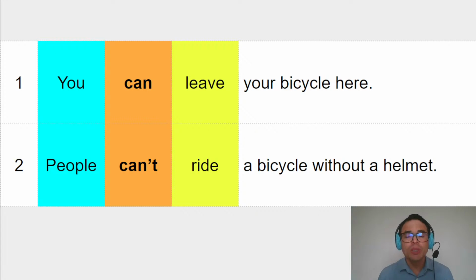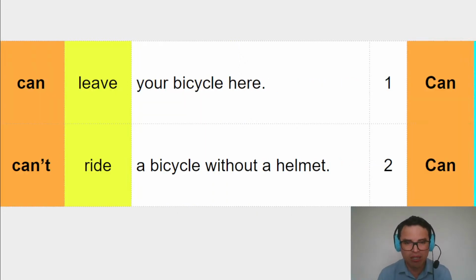Number one, you can leave your bicycle here. It's okay if you leave your bicycle here. You can do it. Number two, people can't ride a bicycle without a helmet. People cannot ride a bike without a helmet. It's not permitted. It's not allowed. It's not okay. You have to wear a helmet. Okay? So if you want to talk about what is okay, you can. And what is not allowed, what is not permitted, you can't. Nice. And a verb.